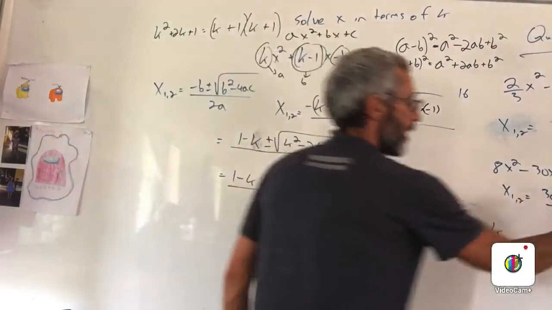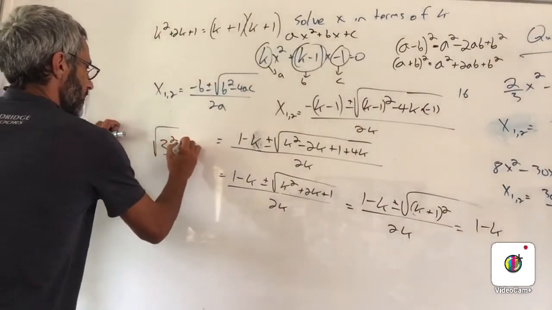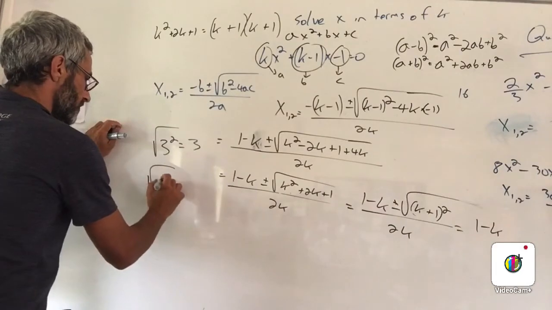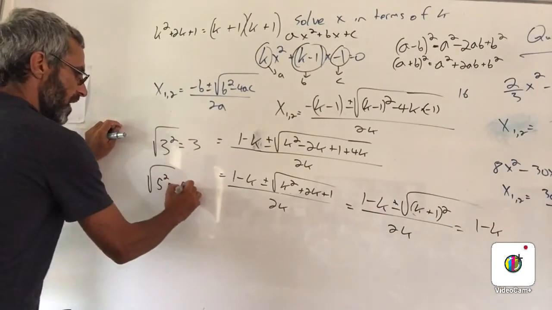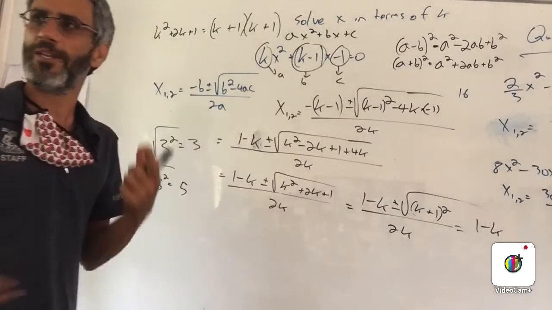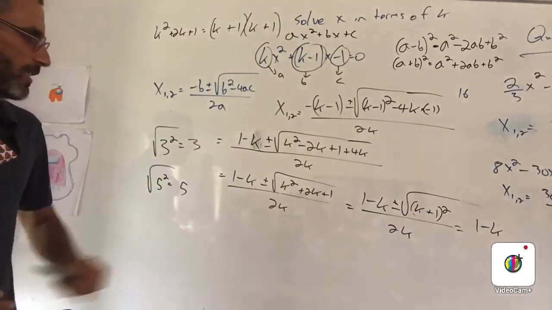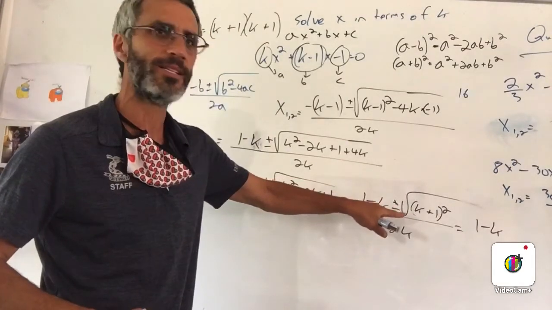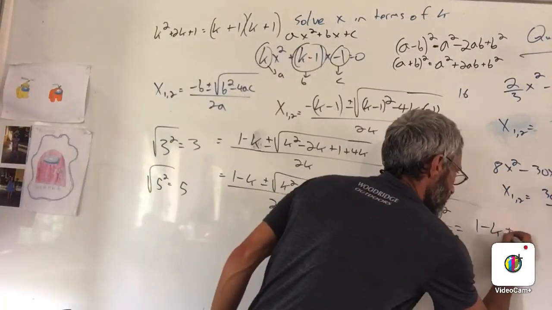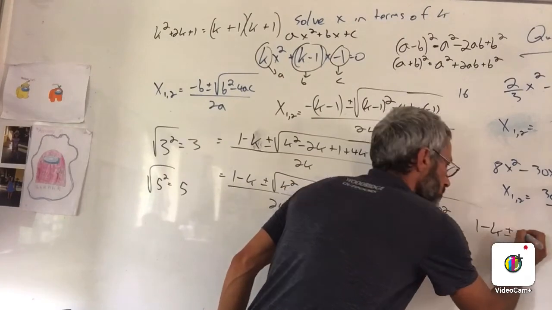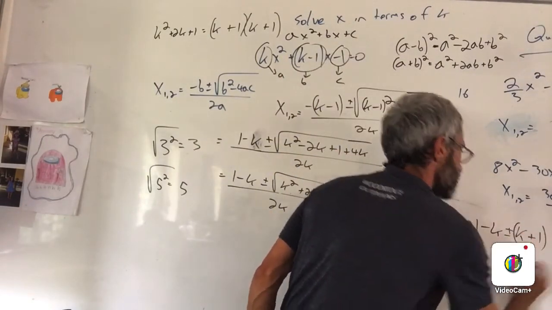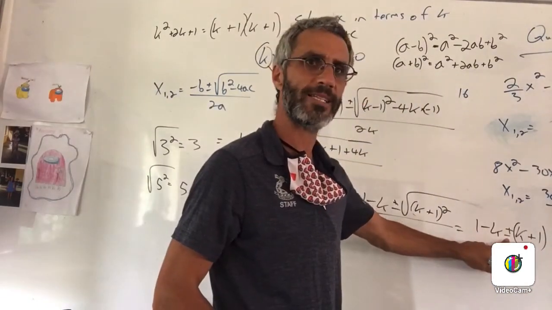What is the square root of 3 squared? 3. What is the square root of 5 squared? 5, okay? Square root and square are like opposite things, right? So if I square this here, and now I'm taking the square root of this, what will I get? k plus 1. But I still have that plus minus. So I must write plus or minus (k plus 1) in brackets, because I've got that option of minus.